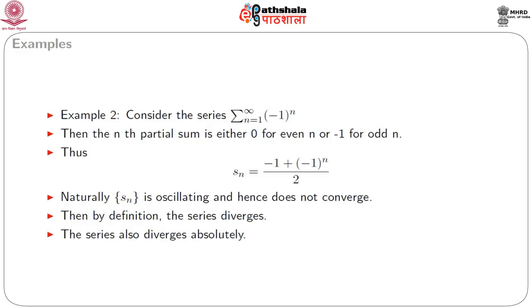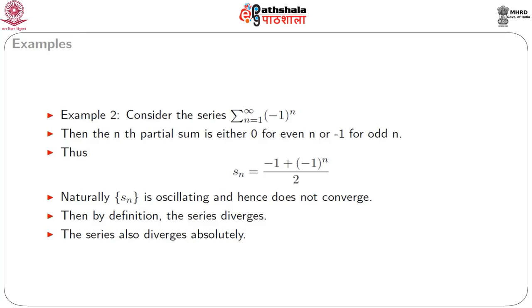Next, consider the series with alternating terms, that is, summation n from 1 to infinity of (-1)^n. Then the nth partial sum is 0 whenever n is even and -1 whenever n is odd. Thus, Sn equals (-1 + (-1)^n) divided by 2. Naturally, Sn is oscillating, and hence according to our convention it does not converge. Thus, by definition the series diverges.